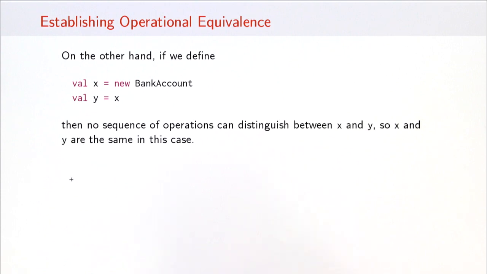Now, to prove that two objects are the same in this theory is considerably harder than to prove that they are different, because you have to show that no possible sequence of operations can distinguish between them. So you have to argue about a possibly infinite number of possible experiments, whereas to prove that two definitions are different, a single counterexample is enough.